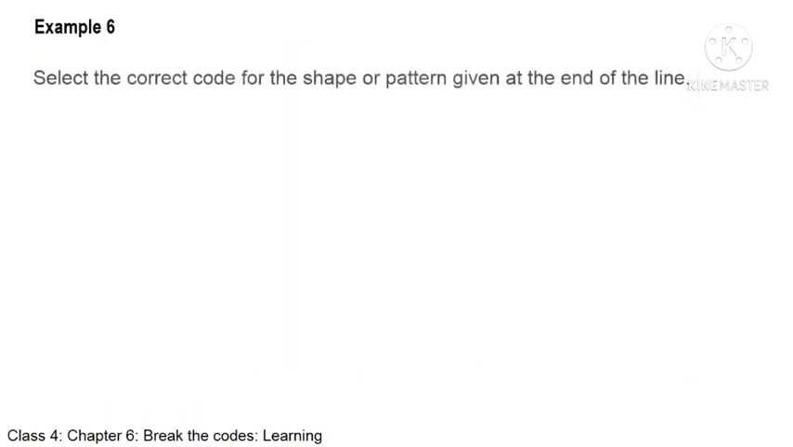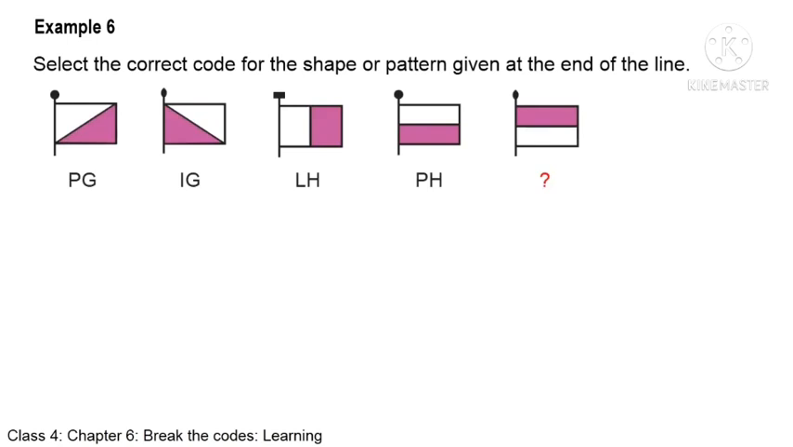In this example, select the correct code for the shape or pattern given at the end of the line. We have options A, B, C, and D.